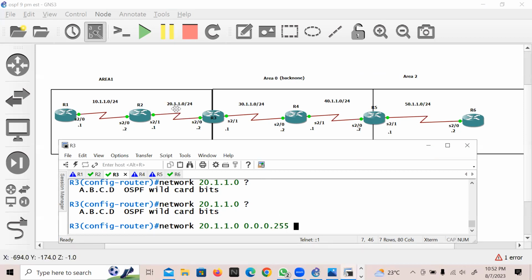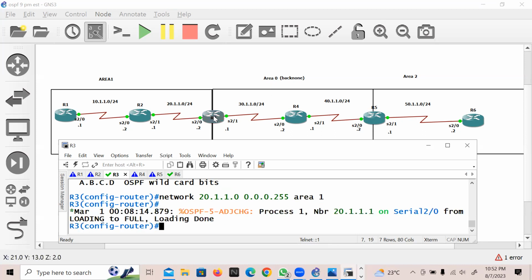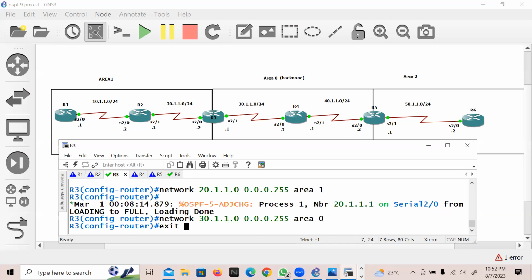Okay, area. So for 20, I am in router 3. You have to see your source, where you are. I am in router 3 and I use the 20 network, and this is in area 1. Now the second network. R3 has two networks: 20 and one more, 30. 30 is in area 0. That's it. This information you have to confirm, so be careful. Area 0, then exit.